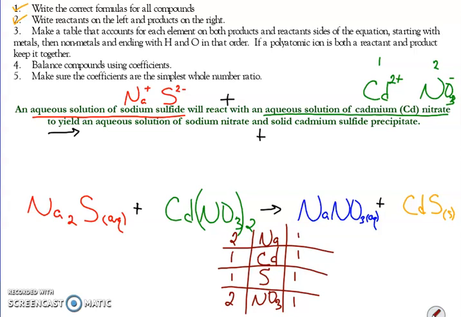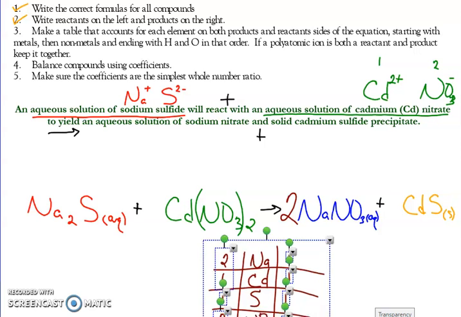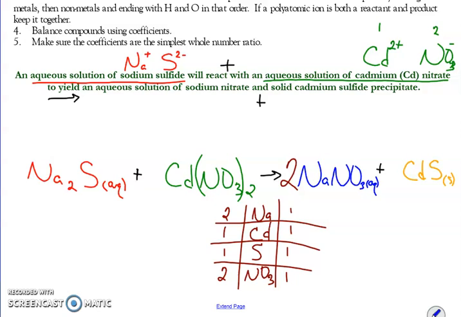So in order to balance them, we're going to need a coefficient. A coefficient is the large number that goes in front of the compound. Its influence extends until either the plus sign or an arrow. So I'm going to put the coefficient of 2 right here. That 2 now shows that we have adjusted it so we have 2 sodiums and 2 nitrates, and now we have a balanced chemical equation.